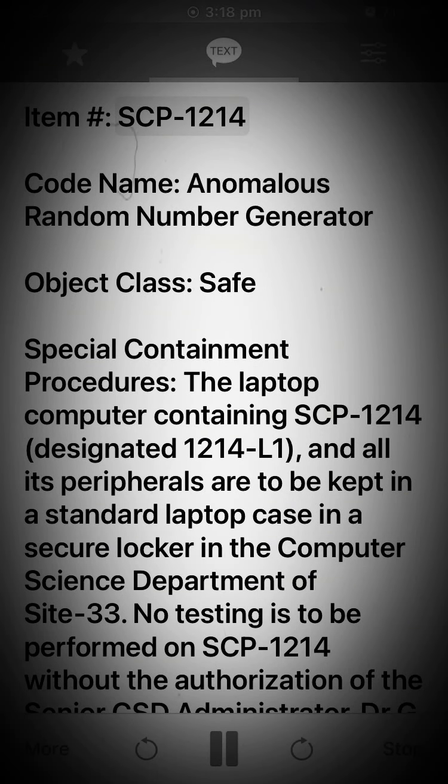Item SCP-1214. Code name: Anomalous Random Number Generator. Object Class: Safe. Special Containment Procedures.